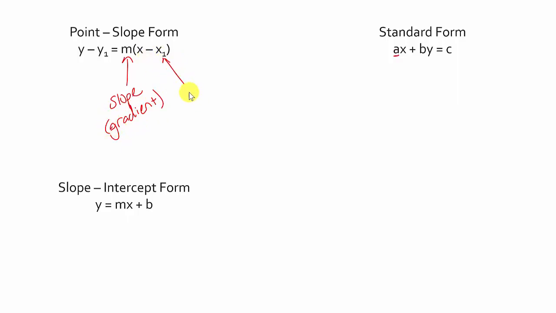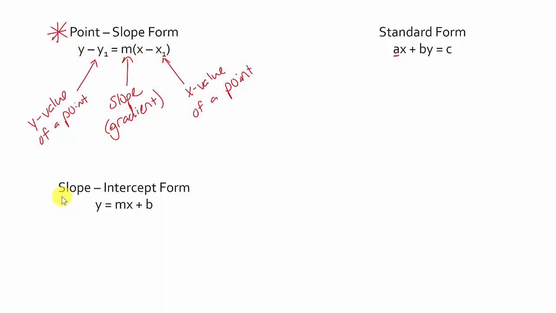X sub 1 is going to be the x value of a point that lies on the line. Any point on the line works. And then y sub 1 is going to be the y value of the same point on the line. So this y and this x will be from a coordinate, okay? Now, this is a very important form because this is going to be the form in our class that we always start with anytime we're writing the equation of a line. And if we're not told what form to put it in, we will stop here. If we're just told to write an equation of a line, we're done here.